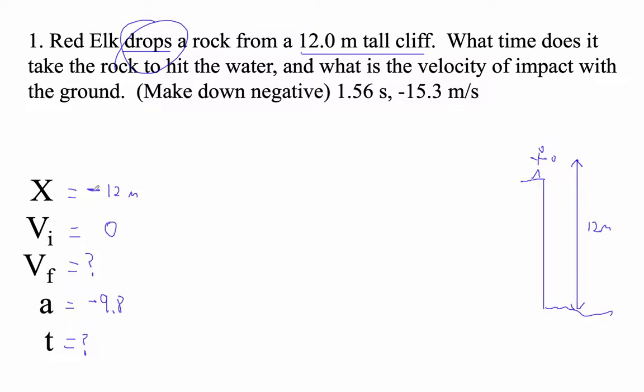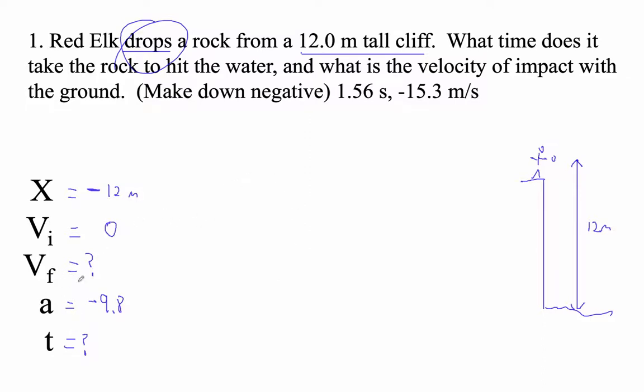And now we can figure this out, right? Once we know these three things. Now I'll give you a clue. I'm only going to give you three things, okay? So again, he drops it, so the initial velocity is 0. It goes down 12 meters, right? And the acceleration is negative 9.8 meters per second squared, because that's the acceleration of Earth's gravity. Okay, so now we're all set.